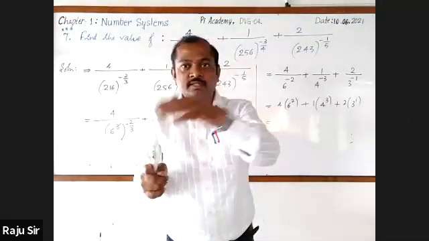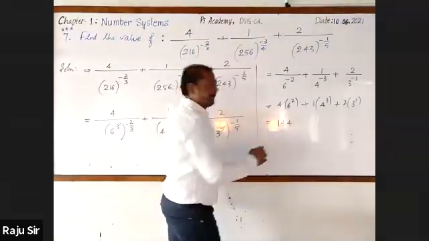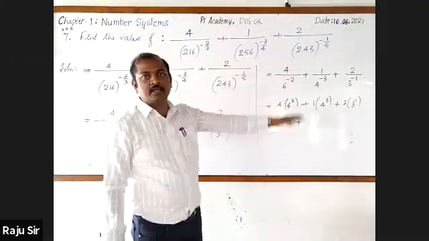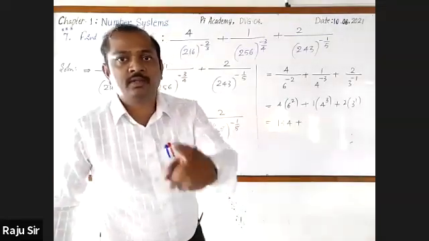36 fours are... 36 twos are 72. 72 twos are 144. Right. 144 plus... I'll write it directly. Second one also. Wait. Nobody should tell. I'll give you a chance.